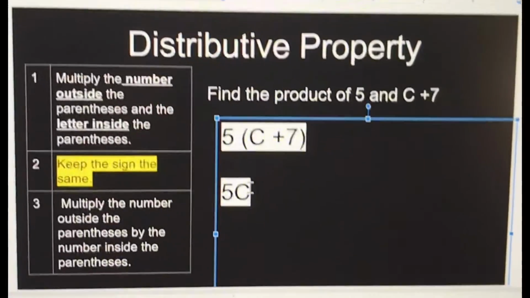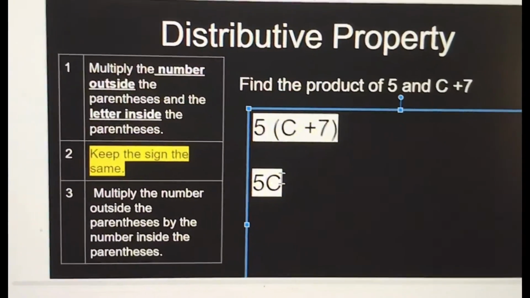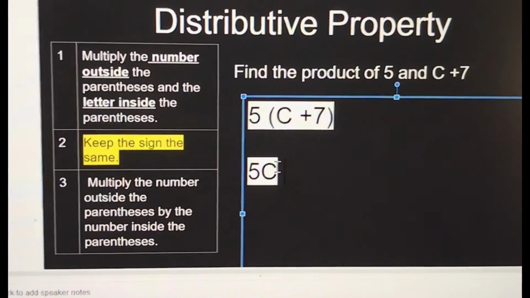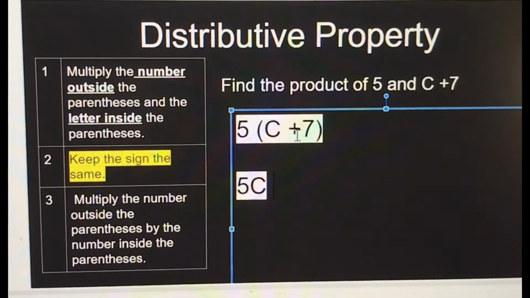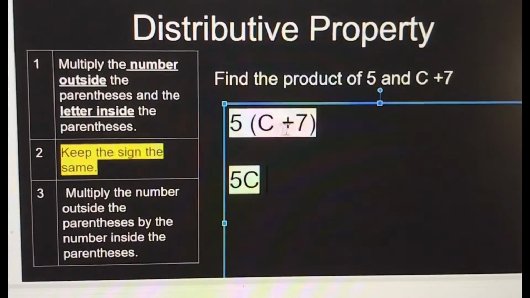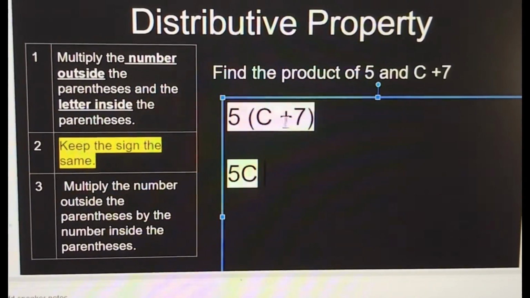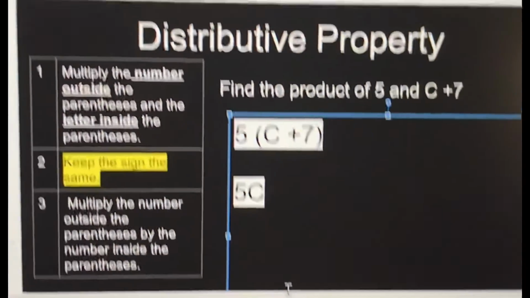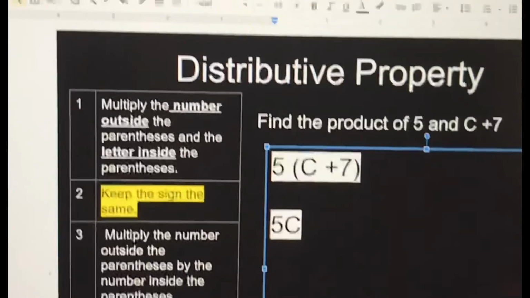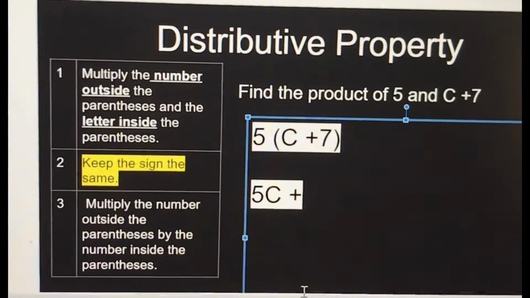So step 2, keep the sign the same. Whatever the sign is inside the parentheses, we're going to keep it the same. 5 times c plus 7. So since the sign within the parentheses for this problem is a plus sign, we're going to keep that the same. We're going to add a plus sign down here. All right.